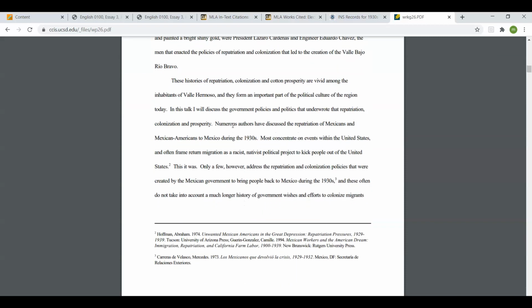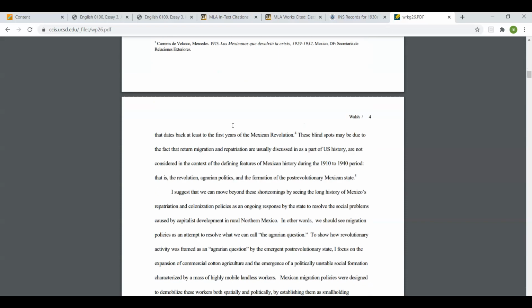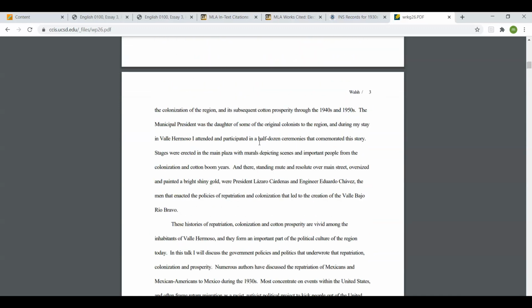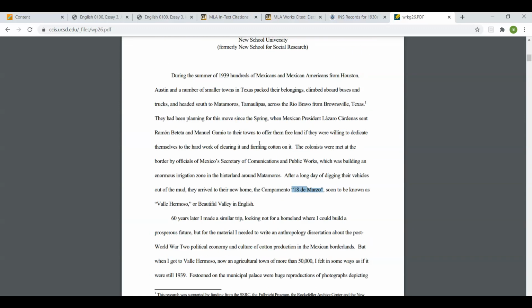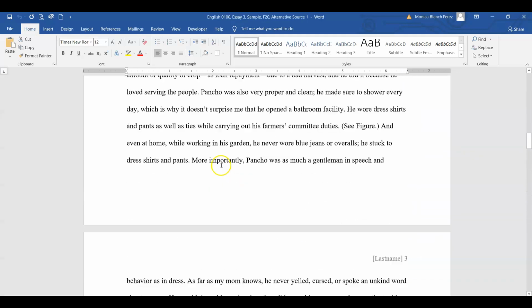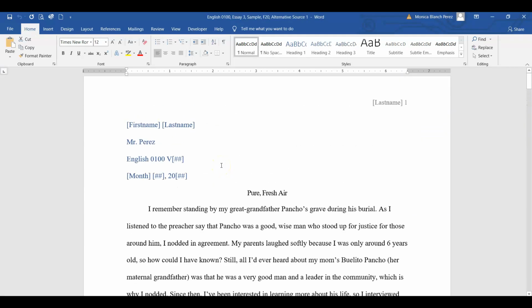And I'm trying to find the part that I quoted from. Let me see. I'm trying to remember what I quoted. Well, it's right here, right? So let's see, let's go back to that paragraph.